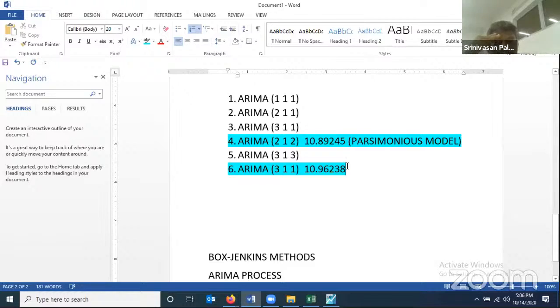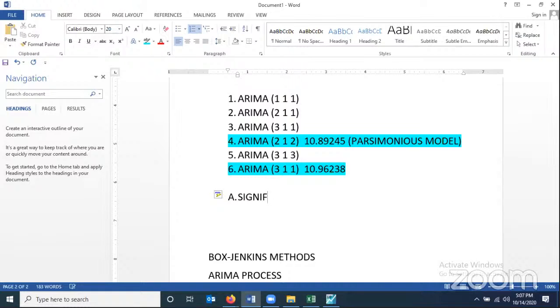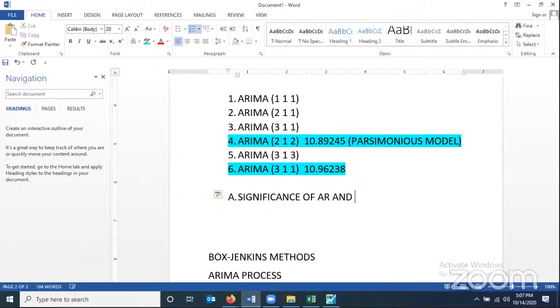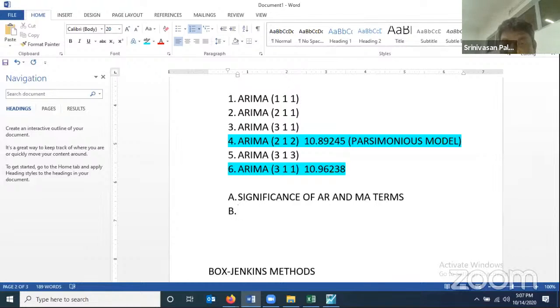Okay, there are two conditions to identify the parsimonious model. One is significance of AR and MA terms. This is known as the Box-Jenkins methodology process. ARIMA is a process. We can't simply estimate and forecast. Significance of AR and MA terms, that is the first one.